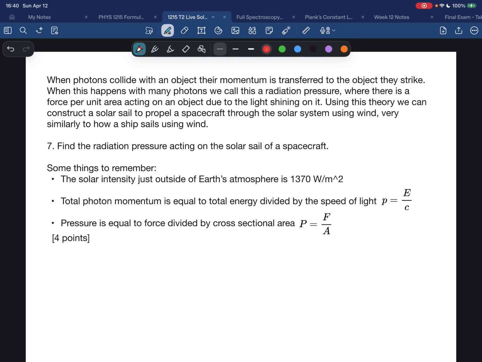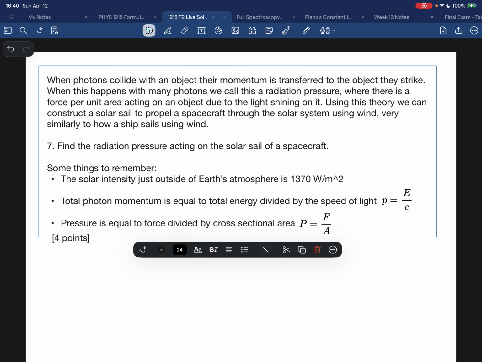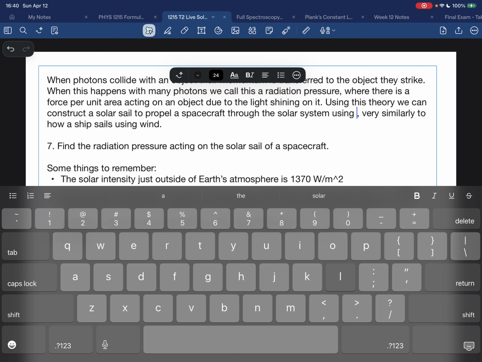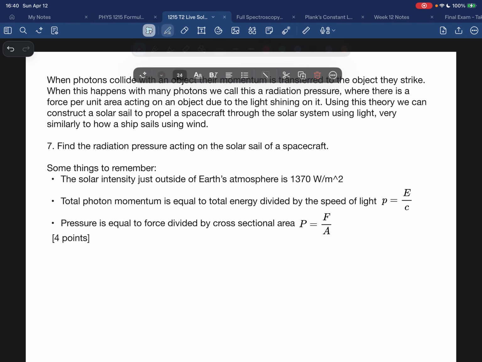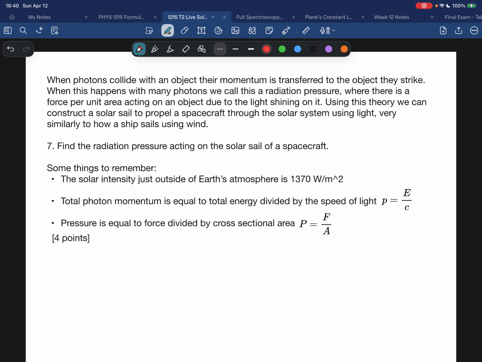This should say using light. Using light. Very similarly to how a ship sails using wind. I can't believe I never caught that typo. Why didn't anybody tell me about this? Did nobody read that part of the question? No one told me. Oh no, I feel like an idiot now.